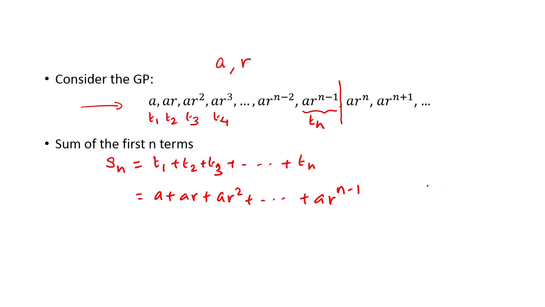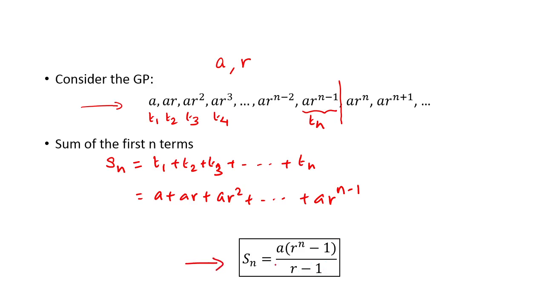This sum can be put into one general formula: Sn equal to a into r raised to n minus 1 upon r minus 1. So for a geometric progression with first term a and common ratio r, the sum of the first n terms Sn can always be written in this form. Of course, this can always be rewritten in other forms as well. Instead of writing r raised to n minus 1, we can say 1 minus r raised to n divided by 1 minus r. And this is the formula that we'll be using in finding the sum of the first n terms.